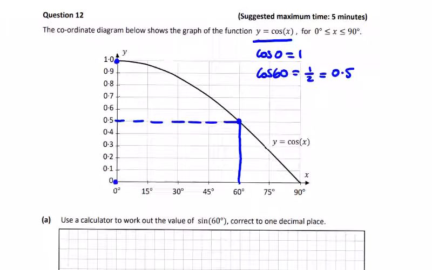Now the first part there, you're asked to use your calculator to find the value of sine 60. We know from our knowledge this is equal to the cos of 30. And that's equal to 0.866 on a calculator. Let's check it here. The cos of 30 does give 0.866, you can see up here.